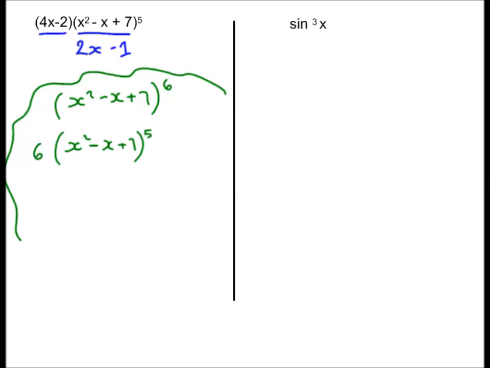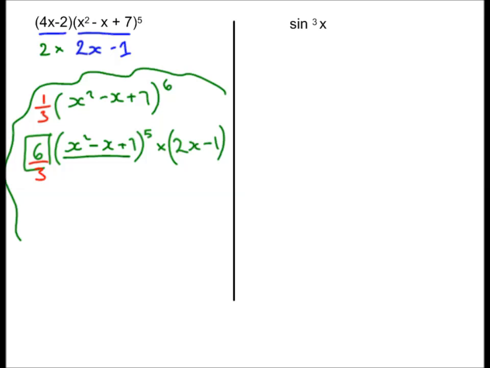But then using the chain rule, I've got to differentiate the part inside my bracket, which gives me 2x minus 1. So at the moment, I'm getting 6 times 2x minus 1 times x squared minus x plus 7 to the power 5. I actually want 2 times my 2x minus 1. So what I'm going to do is put a third in my original function. And now when I differentiate, that's going to carry on through. So that will give me the 2 that I want at the start.